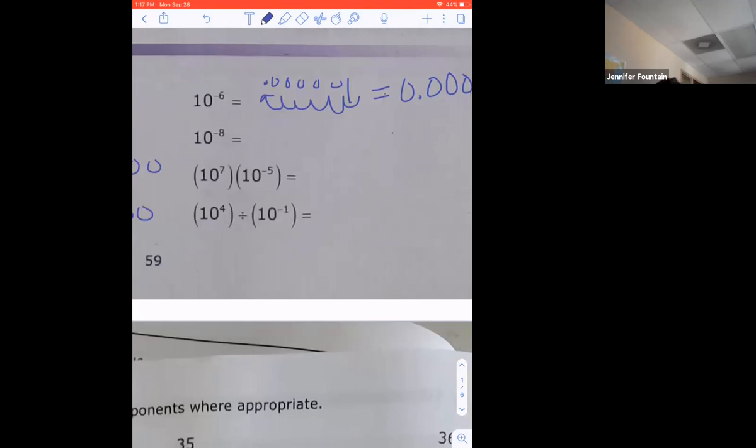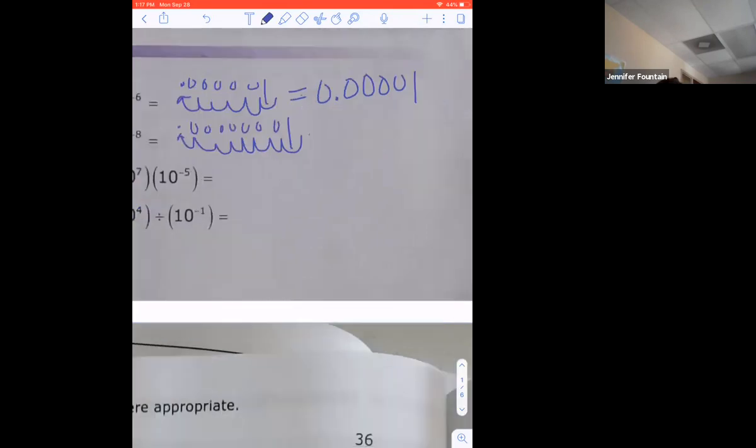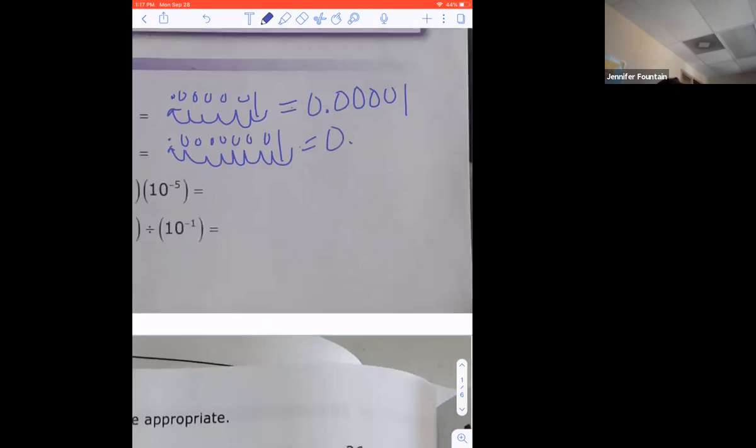10 to the negative 8. Again, I start with my 1 and move to the left 8 places. That was 1, 2, 3, 4, 5, 6, 7, 8. Backfill with my zeros. So I've got 0 decimal, 1, 2, 3, 4, 5, 6, 7 zeros, and a 1.